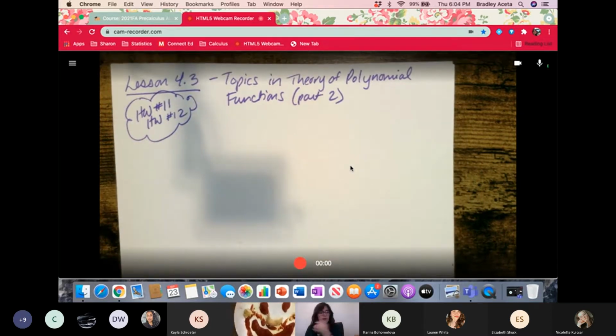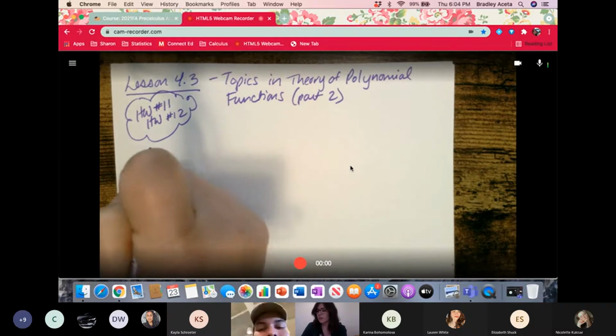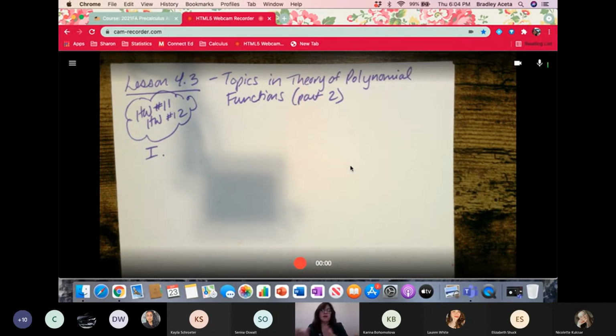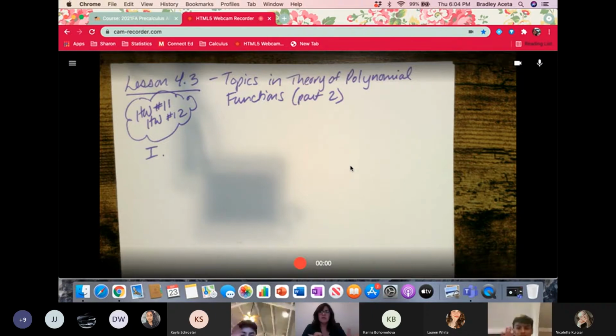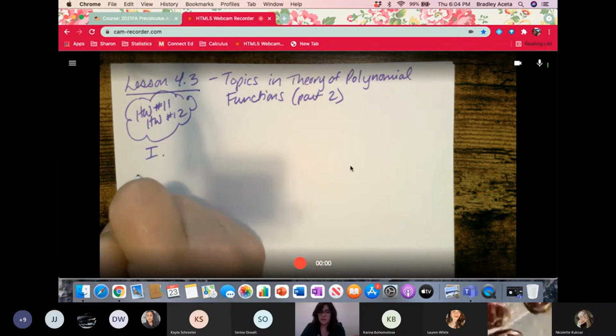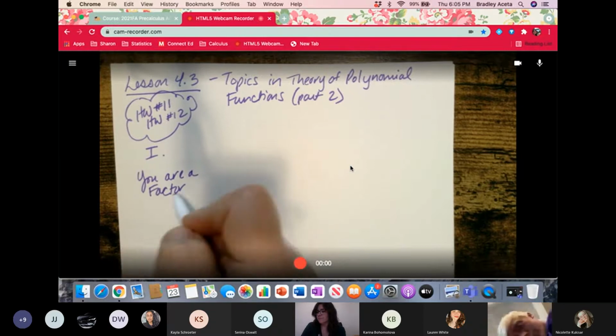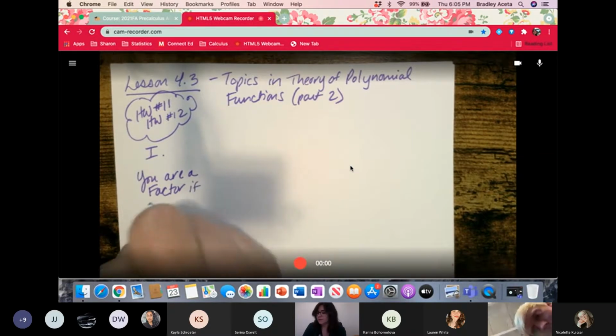Okay. All right, so the first theorem we're going to talk about, remember we learned the last class about the factor theorem and the remainder theorem, and that if you are a factor, then your remainder is 0. If you are a 0, you can be written in factor form. This is very important, okay? If you're a factor, then your remainder is 0. If your remainder is 0, you are a factor. So that might be something that we want to write here on the side. You are a factor if you are a 0.